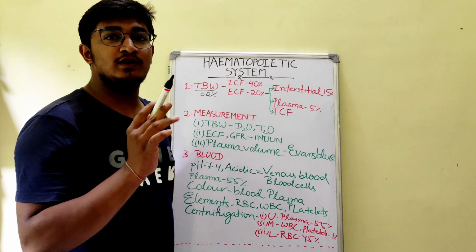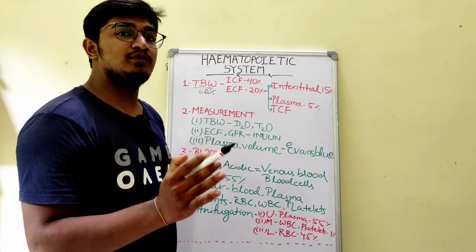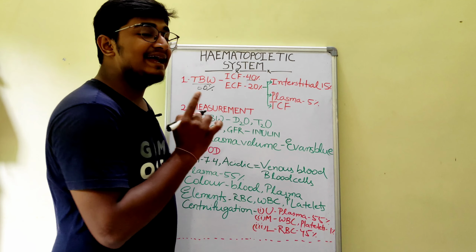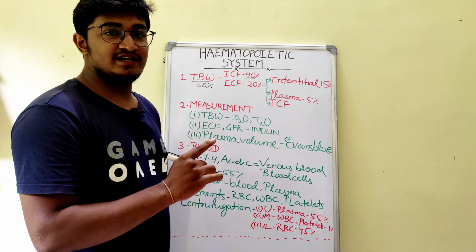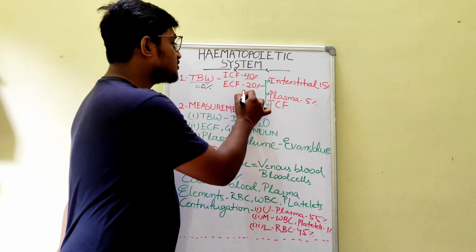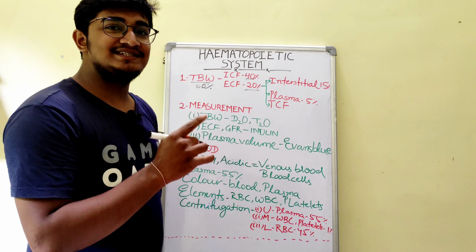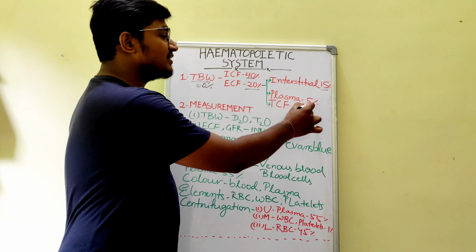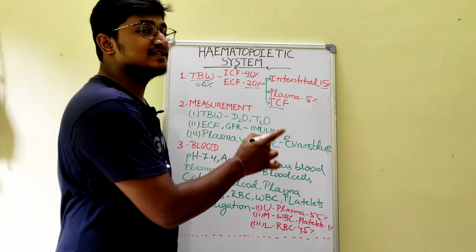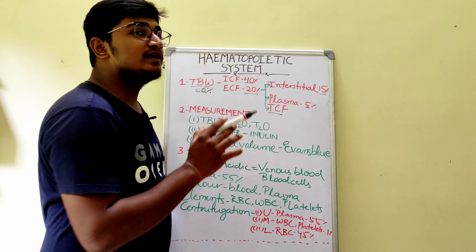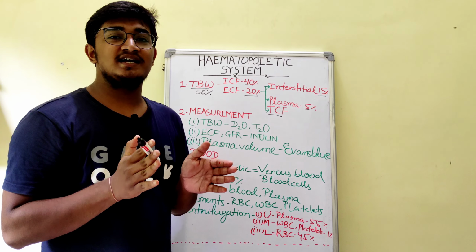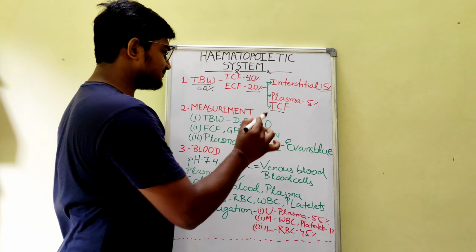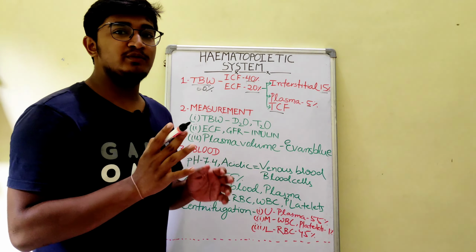ICF is intracellular fluid, that is the fluid present within the cell, and constitutes 40%. Another one is the ECF, the extracellular fluid, that constitutes 20%. Again, the ECF is divided into interstitial fluid, which is 15%, plasma, which is 5%, and TCF, transcellular fluid. Interstitial fluid means the fluid present between the cells, and it constitutes 15%.